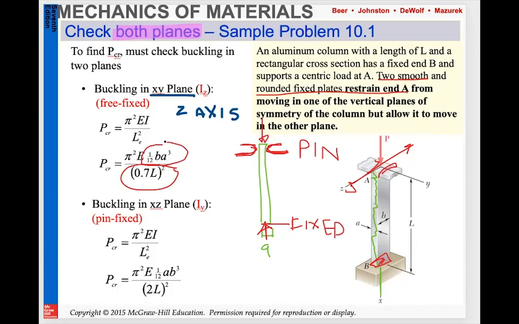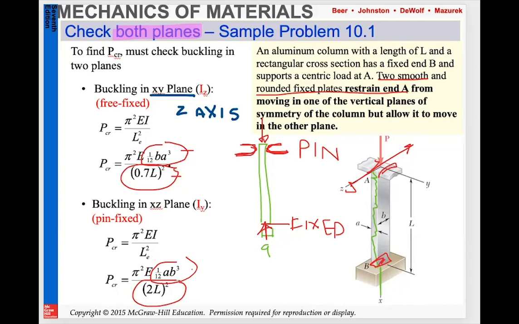So in these problems, typically in the exam, the problems are not that long, but most students don't use the right moment of inertia or the right end conditions. So there's only really four things to this problem: the two planes, the axis of the moment of inertia, and then the effective length. So make sure you use the right ones.